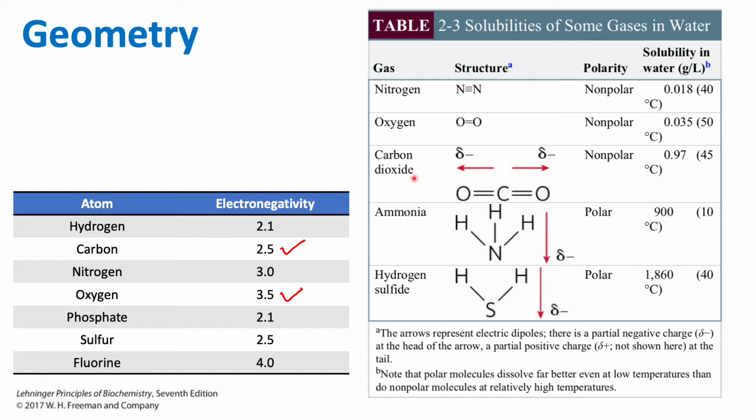As we just mentioned, carbon dioxide is also non-polar. But ammonia and hydrogen sulfide are polar, and that is because our dipoles are not equal and opposite. They are different in direction, so they are not canceling each other out. So we see a dipole moment here, and we see a dipole moment here.